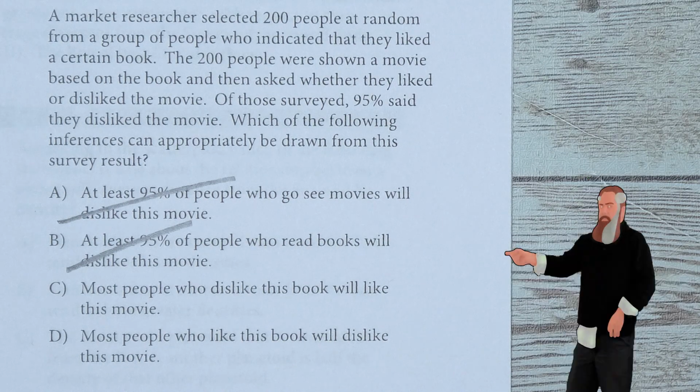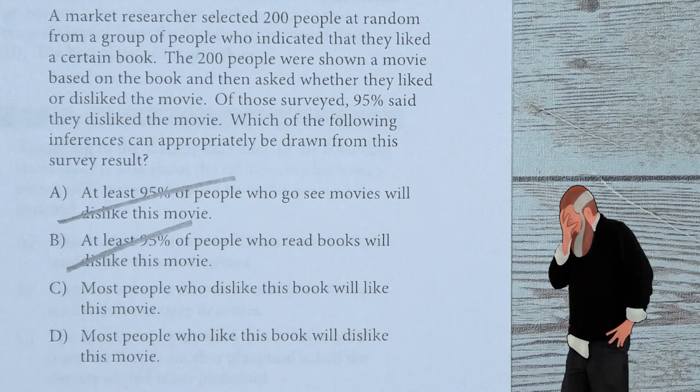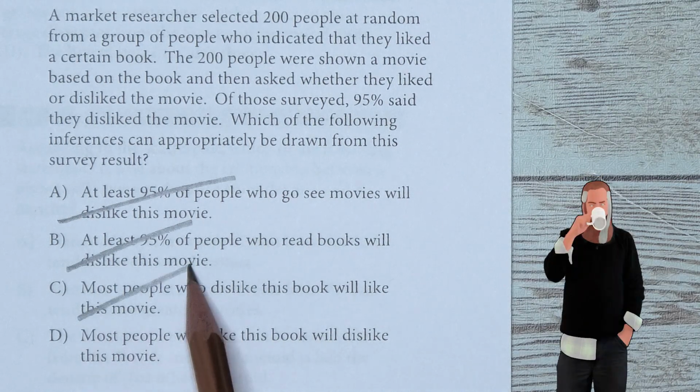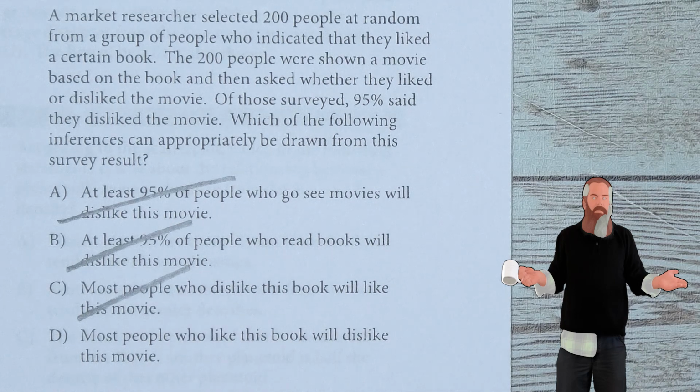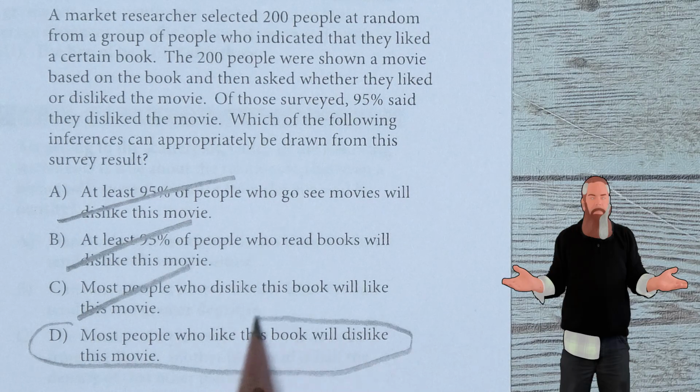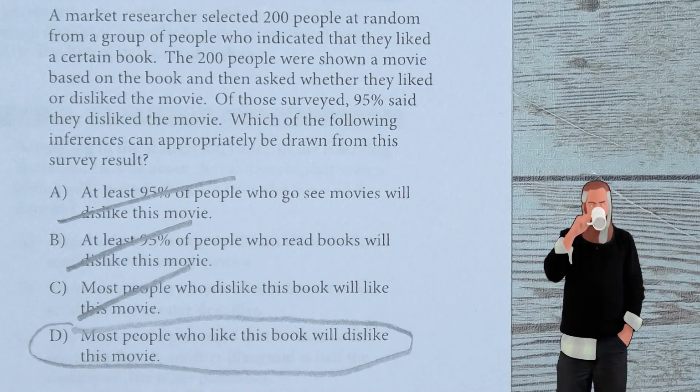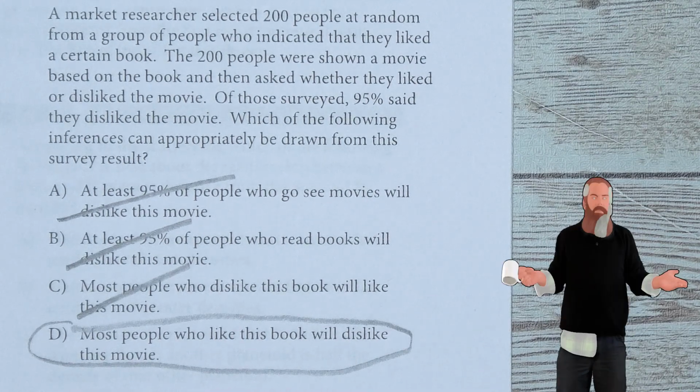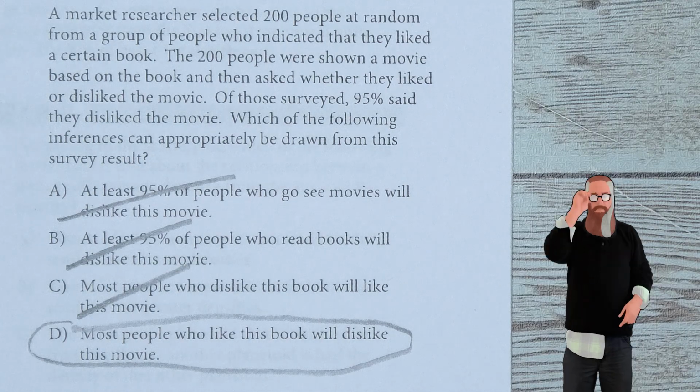Most people who dislike this book will like this movie, and there's nothing in the research that says this. And most people who like the book will dislike the movie. And I think a "most" is something you could go with because it doesn't maintain 95% as a holding point.